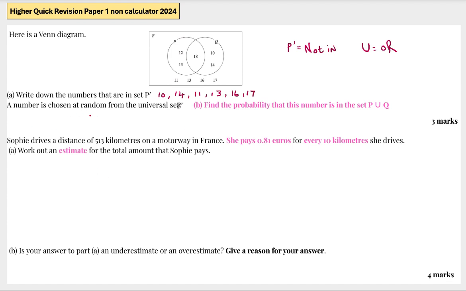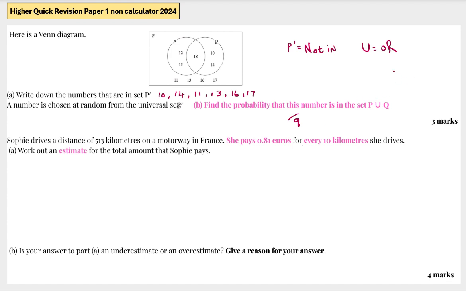A number is chosen at random from the universal set. That's everything. Find the probability that this number is in the set P union Q. Now that means or. So we want to work out the probability that this number, whatever it is, is in the set P or Q. So with a probability, we're going to go for a fraction, and we need to know how many is there in total to get our denominator. So that's 1, 2, 3, 4, 5, 6, 7, 8, 9. So I know it's going to be out of 9.